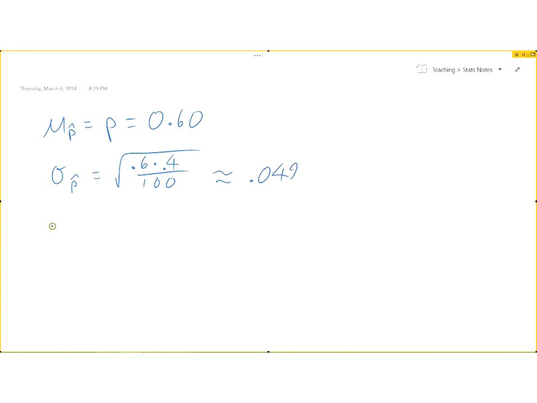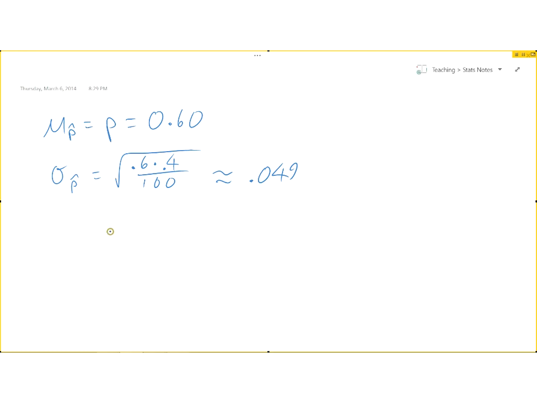Our mean was, and I write it like this, mu with a subscript of p hat. That was my population proportion p, which was 0.60. And then our standard error we did with the calculation, that was the square root of 0.6 times 0.4 over 100. And that's about 0.049. Basically it asked, what's the probability that it estimates the population mean within 5%?